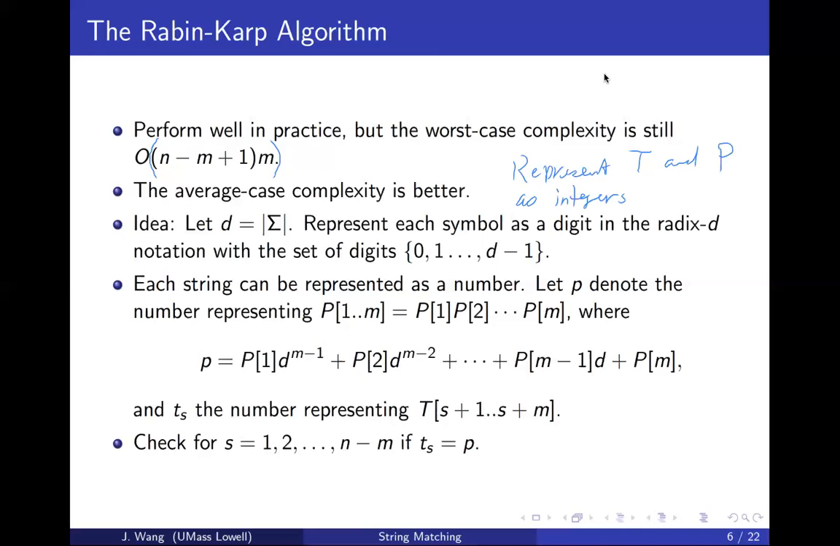So how do we do that? First we're going to look at our alphabet. Let's say we have a bunch of symbols. Then we can use this d as a radix-d notation. That means we use 0 to represent A1, 1 for A2, up to d minus 1 for Ad. For instance, if d is equal to 10, we're using our decimal system, with digits 0, 1 up to 9. That is called the radix-d notation.